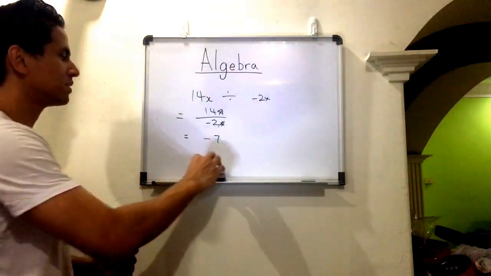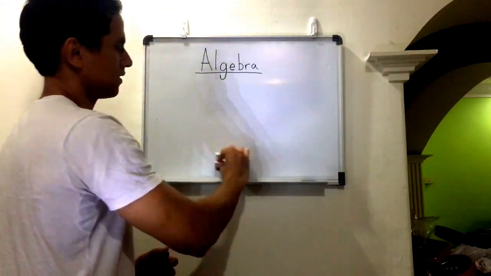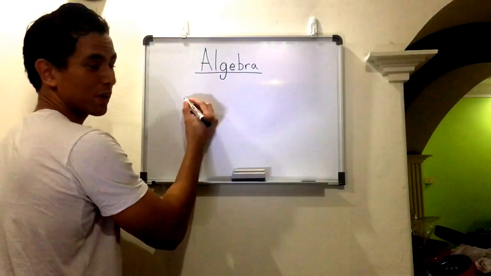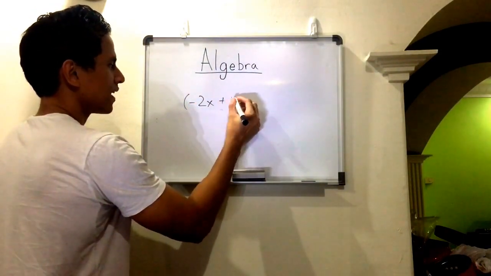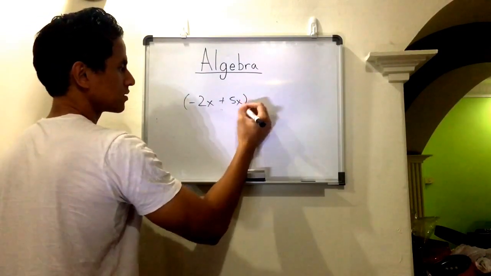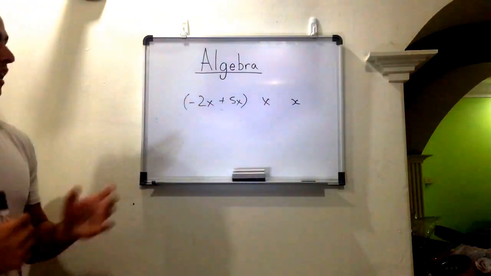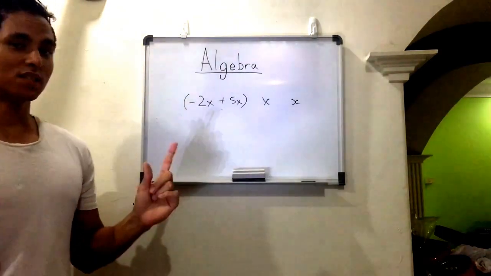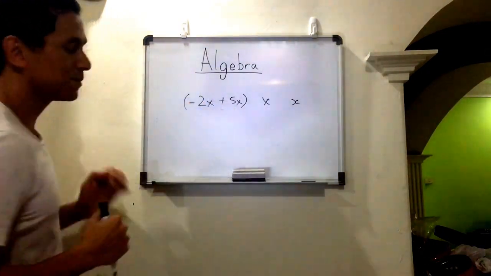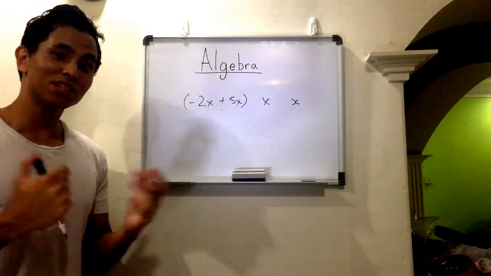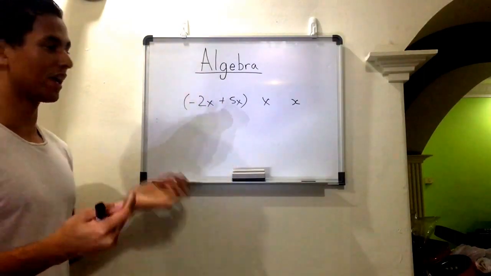Finally, one last example. Say we have an open bracket, negative 2x plus 5x close times x. So now, recall again, brackets first. So what's inside the bracket now? Negative 2x plus 5x. Can we simplify it further? Actually, we could. So we have to simplify the inside of the bracket first before we go outside the bracket.